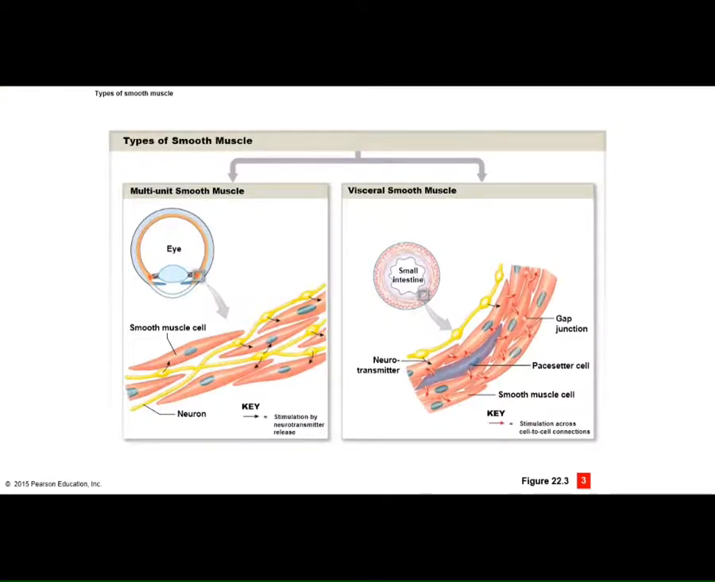So here we see multi-unit smooth muscle on the left, and this is, for example, seen in the eye. And you see that here's one axon. And when we think about an axon, you think about a cell going down, and then there are little axon terminals at the end, right? In the neurons that go to the smooth muscle, there are these little areas of swelling. So you can see that one neuron coming down can have a little synaptic knob here, a little synaptic knob here, and a little synaptic knob here. Those are called varicosities.